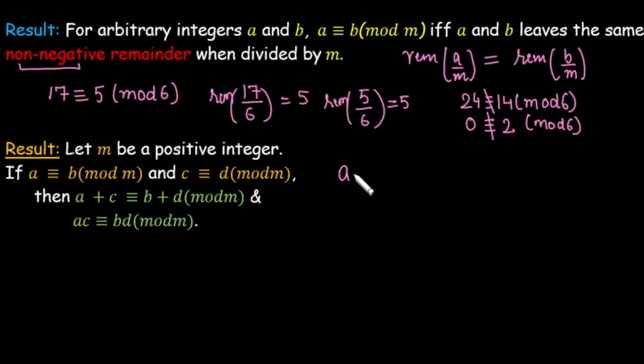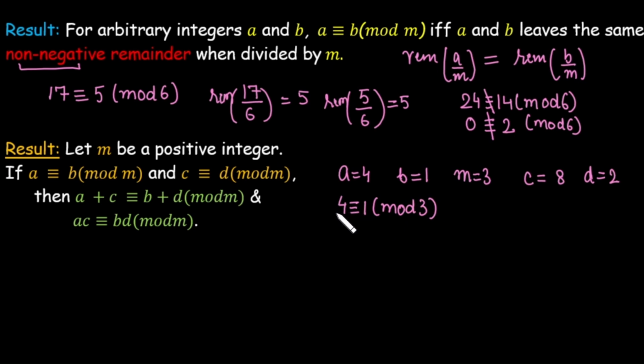Take A is equal to 4, B is equal to 1 and M is equal to 3. On the same case, take C is equal to 8, D is equal to 2. First, we need to check whether these two congruencies are maintained according to these numbers or not. So, check whether 4 is congruent to 1 mod 3.